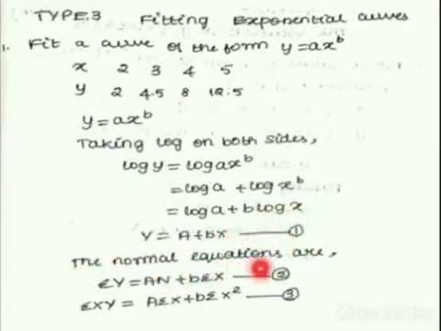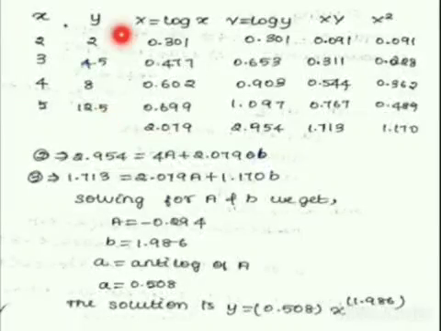So the normal equations are given below as equations 2 and 3. The normal equations are our second and third equations. Now we are going to find the values of a and b. Let us construct a table. Our first column is the given x values, the second column is the given y values. We have to find capital X using the formula log x, and capital Y using the formula log y.